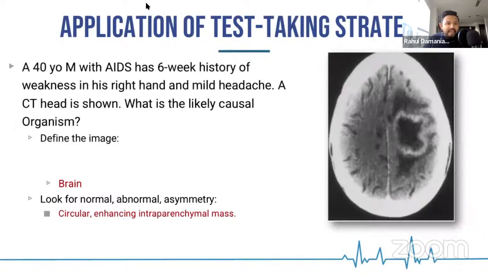All right. So a 40-year-old male with AIDS has a 6-week history of right hand weakness and mild headache. A CT scan is shown. So let's define the image. We see that this is a radiograph. Of what is it? Of the brain. Look for normal, abnormal, or asymmetry. Remember that this is the right side of the brain, this is the left side of the brain, and we see that there is a circular enhancing intraparenchymal mass.